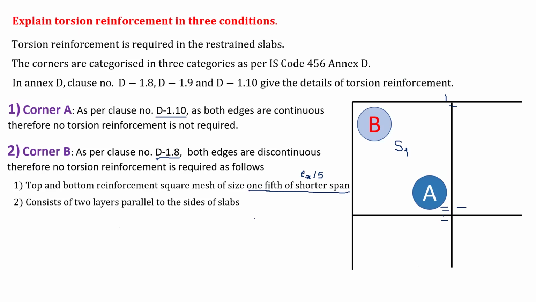It consists of two layers parallel to the sides of a slab, meaning these two sides. So I have to provide Lx by 5, and it should be in two layers. You can see this: I have one layer which is parallel to this side, and a second layer which is parallel to this side. So this is one mesh. This should be provided at top also and at bottom also, meaning in total we have to go for four layers: two layers in the top mesh and two layers in the bottom mesh.